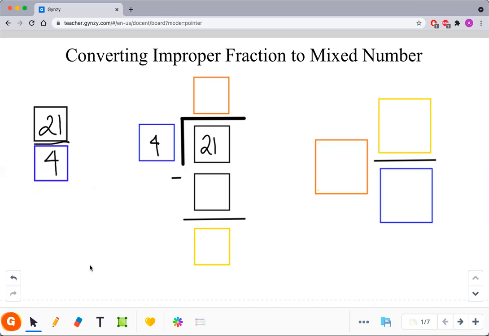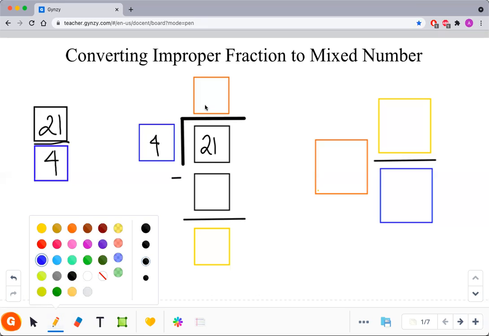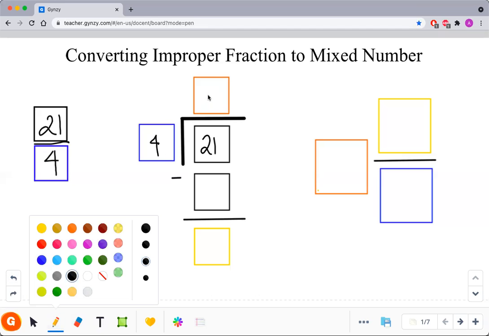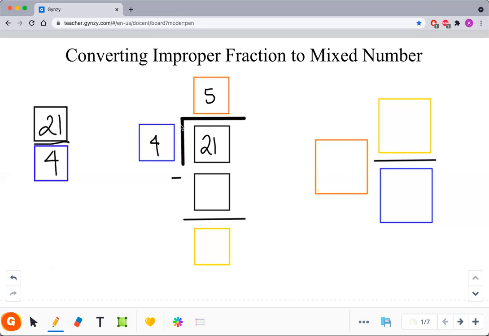So again, we're taking a nice little improper fraction and we're converting it. So we always set up using long division, and we ask ourselves, how many times can 4 go into 21? And we know it's 5. I want to actually be in black. Give me a second. And then 5 times 4 is 20. Subtract down, you would get a 1.